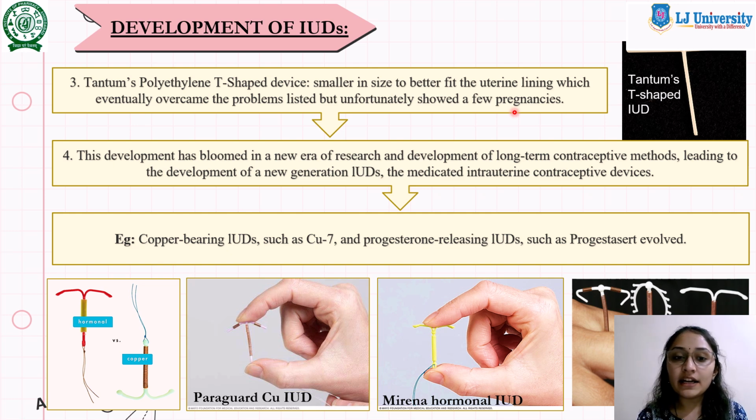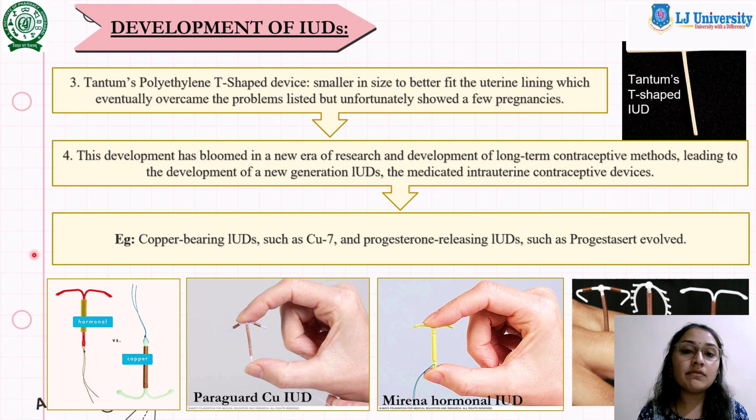So copper bearing IUDs are one of the examples, and among copper IUDs, the example is copper 7. Now the number 7 suggests the dose of copper. A 7 mg dose is incorporated in this copper based IUD, and another one is the medicated IUD, that is the progesterone releasing IUD. It is sold under the name of Progestasert. So there are two types of new generation IUDs which are already available in the market, and it is used by a large number of patients, that is the female population.